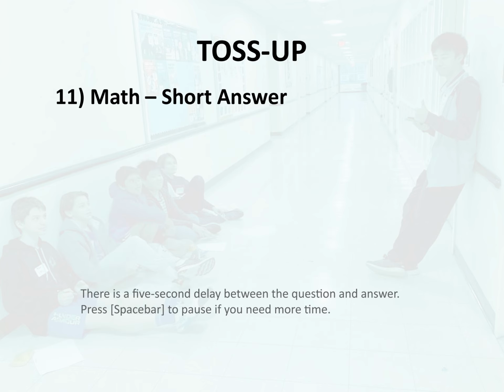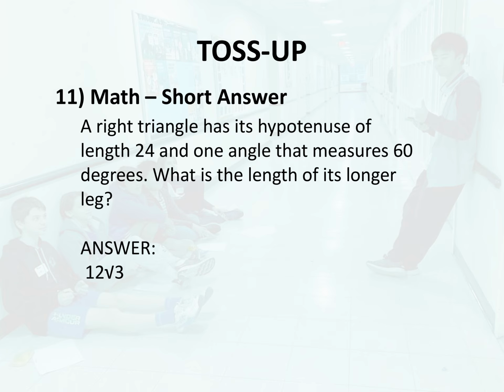Toss-up 11. Math, short answer. A right triangle has its hypotenuse of length 24 and one angle that measures 60 degrees. What is the length of its longer leg? Answer: 12 square root 3.